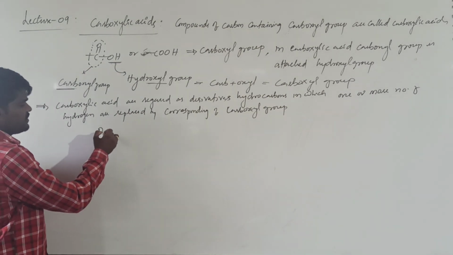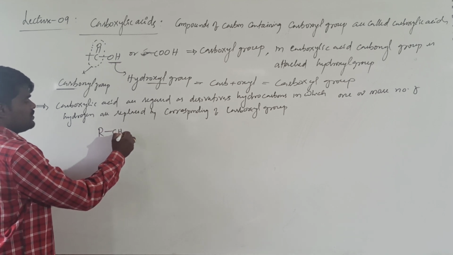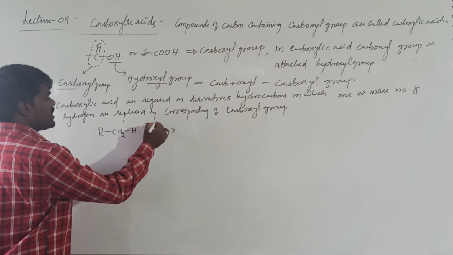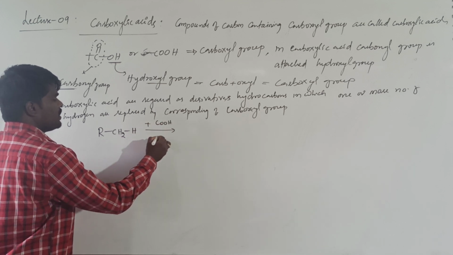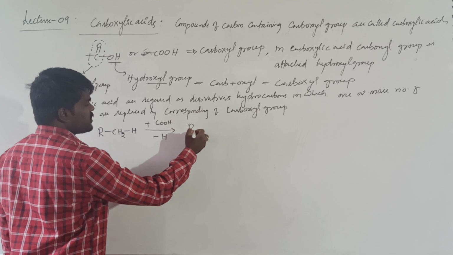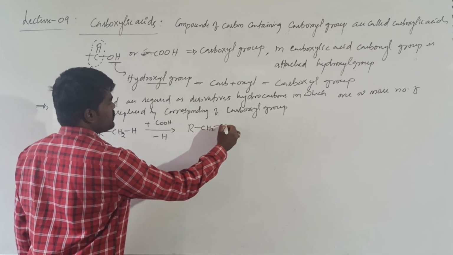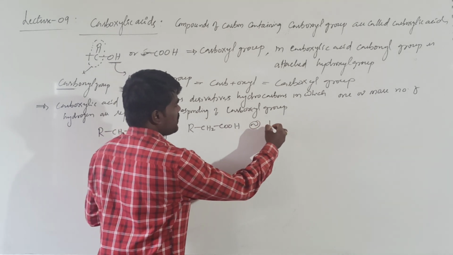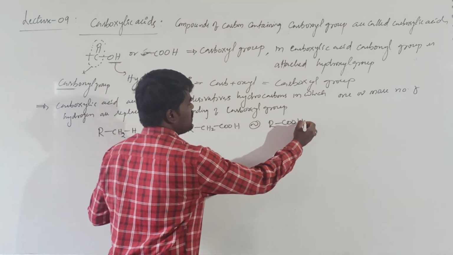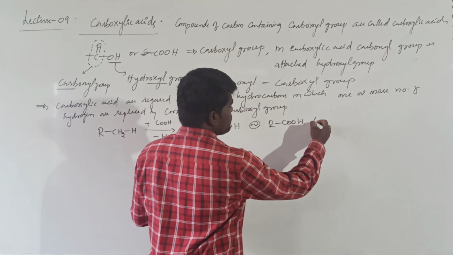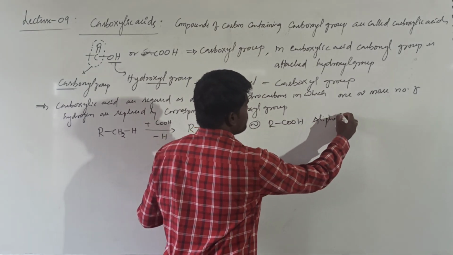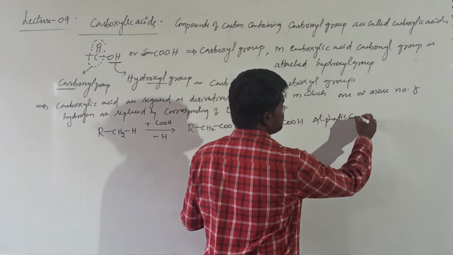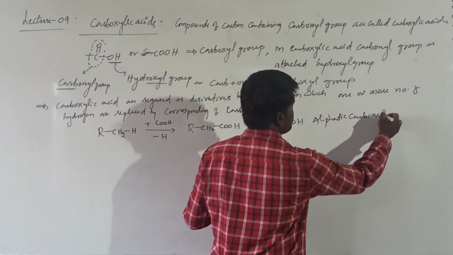For example, if I take this derivative of hydrocarbon and replace one of the hydrogens with a carboxyl group, this results in the formation of RCH2COOH. Or it can also be written as RCOOH. This is a general representation of aliphatic carboxylic acids. What is meant by aliphatic? Non-aromatic.